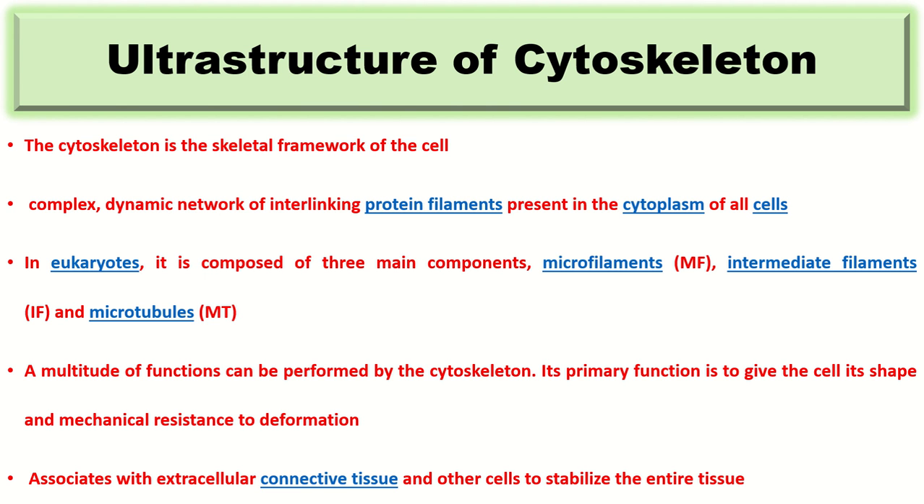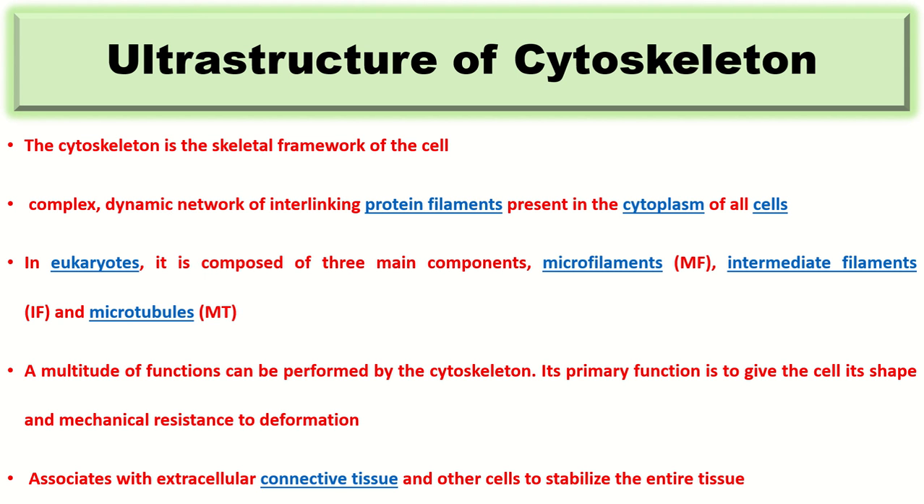So it's a complex dynamic network of interlinking protein filaments present in the cytoplasm of all cells. In eukaryotes, it is composed of three main components: microfilaments, abbreviated as MF, intermediate filaments, abbreviated as IF, and microtubules, abbreviated as MT.